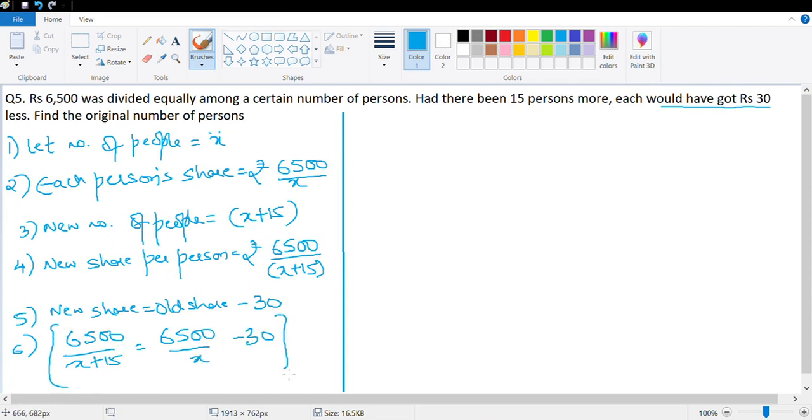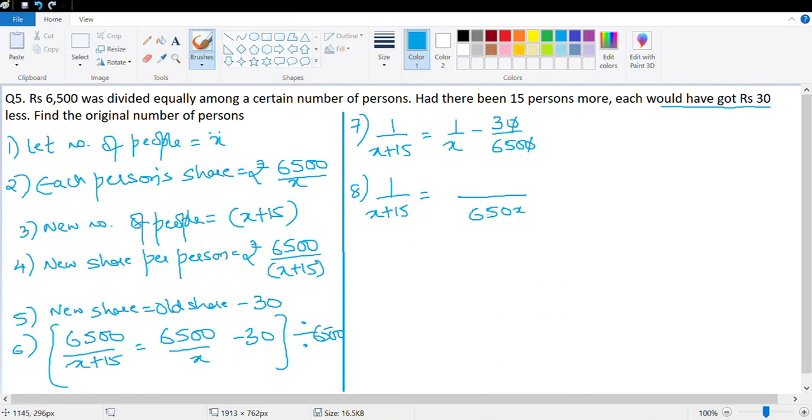Let's divide everything by 6,500 to remove this big number. So what we get is 1 upon X plus 15 is equal to 1 upon X minus 30 upon 6,500, which is, yeah, it can't be divided any further. Let's take LCM and solve the right hand side first. So the LCM will be 650 into X, that's 650X, and the numerator becomes 650 minus 3X. Yes, let's cross multiply. So this is X plus 15 times 650 minus 3X is equal to 650X.